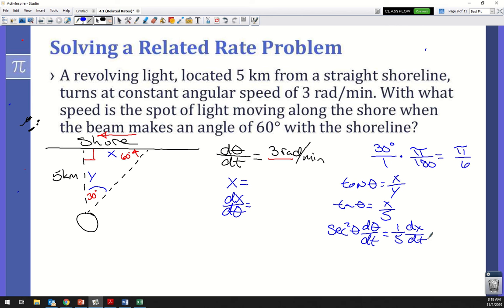Now, I'm looking for, okay, with what speed is the spot of light moving along the shore? So I'm looking for my dx dt here. So my dx dt, I'm going to plug in everything but dx dt, because I don't have that one. That's the one I'm going to look for. So secant squared. So secant at theta, we said theta is pi over 6. Again, unit circle, pi over 6. So pi over 6 is just up a little bit from my line. So that means that the secant is going to be 1 over cosine.